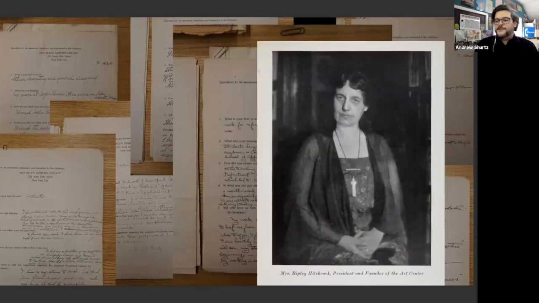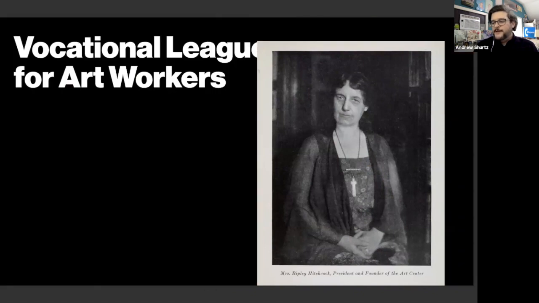This is Helen Sargent Hitchcock, the main organizer behind the Vocational League. Helen worked to aid women in the arts for years and founded multiple organizations to do so. When the League was finally founded, its name became the Art Alliance of America, and its mission was expanded to include both men and women. The goal was the same, helping artists find work in the creative industries.